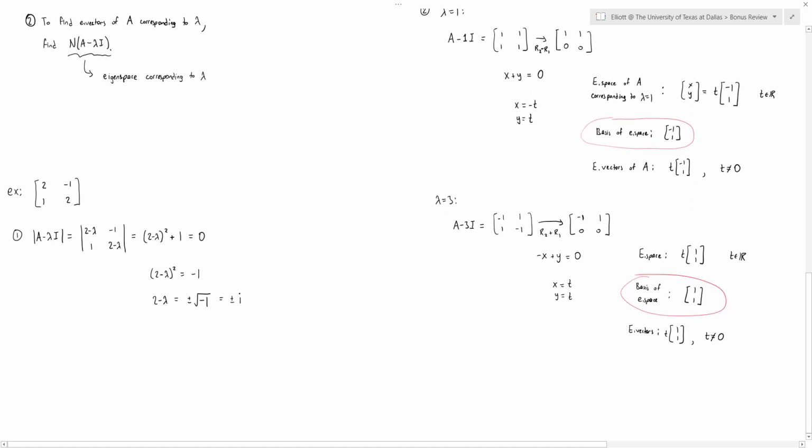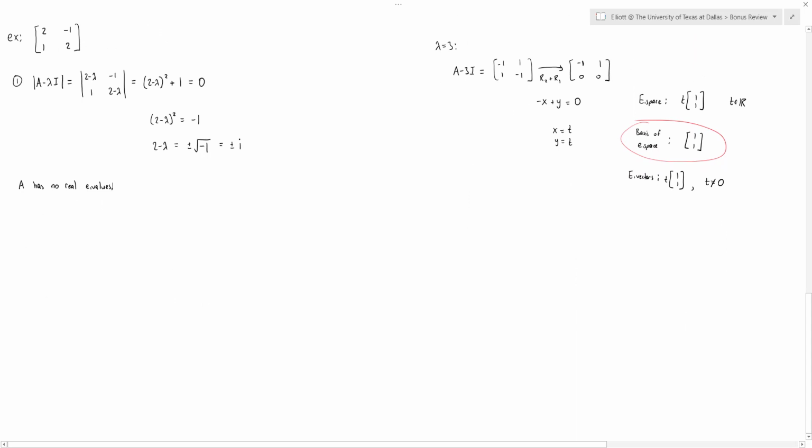So this matrix A has no real eigenvalues. It does have some imaginary eigenvalues though. But in this class, we are not going to do anything with complex eigenvalues. So if you have a situation like this where you have no real eigenvalues, then you would just stop. There's nothing else you can do since you have no real eigenvalues. You're not going to be finding any eigenvectors since you don't have any real eigenvalues, okay? All right, so that's it for that example then.